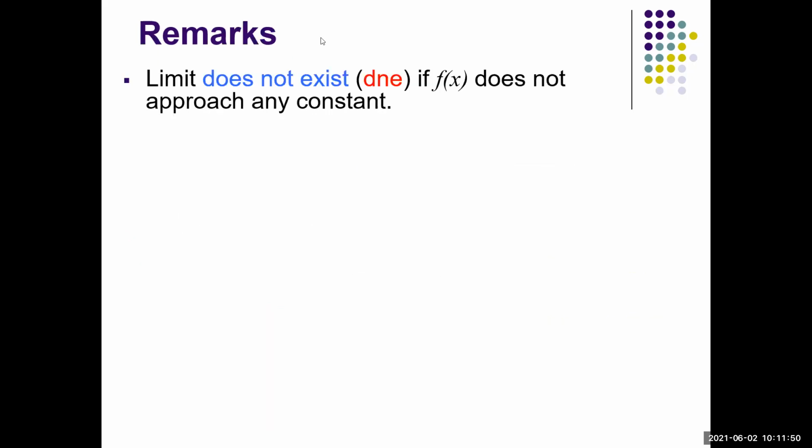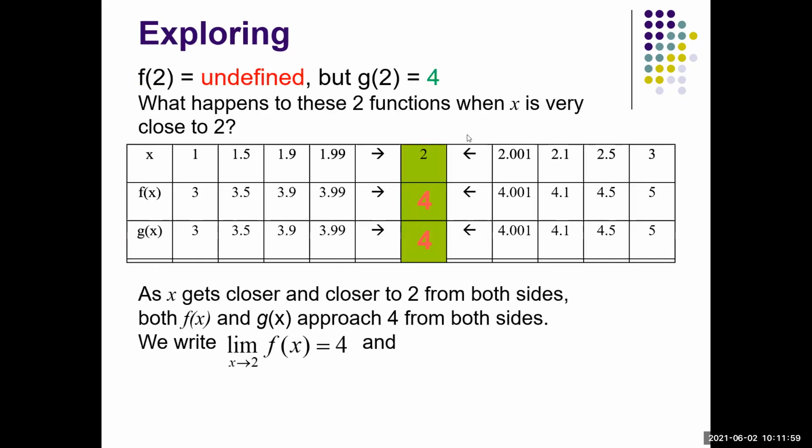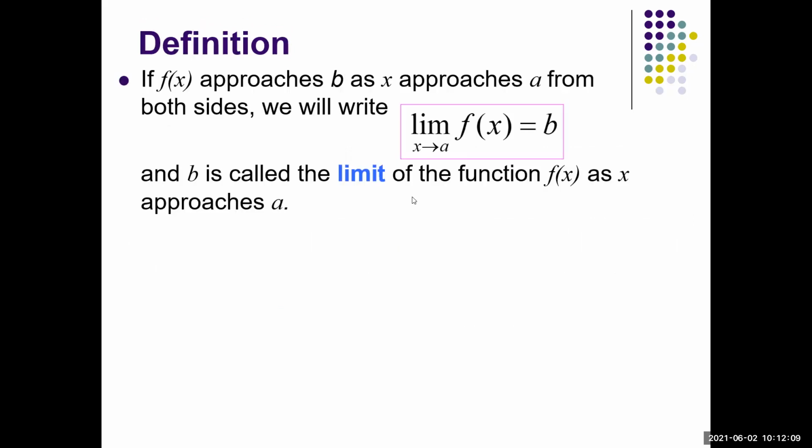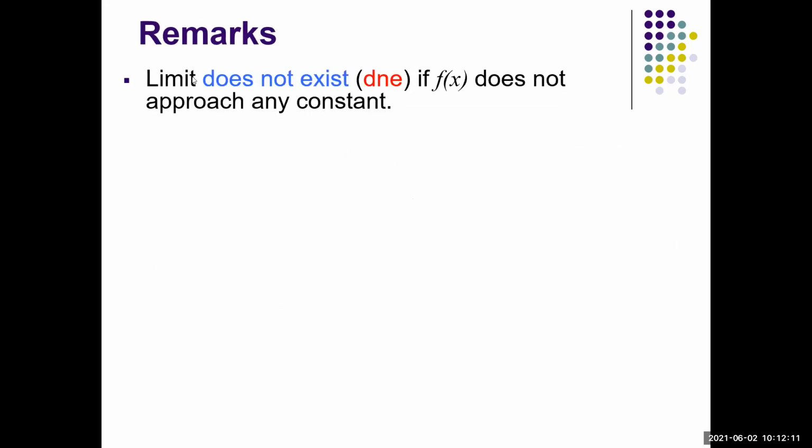Here are some remarks. Not all problems that you've seen, when you let x approach a number, like in a table, are obviously getting closer and closer to a number, and that number is called the limit. Sometimes you won't see that happen. If you don't see that behavior, then the limit does not exist, abbreviated DNE.